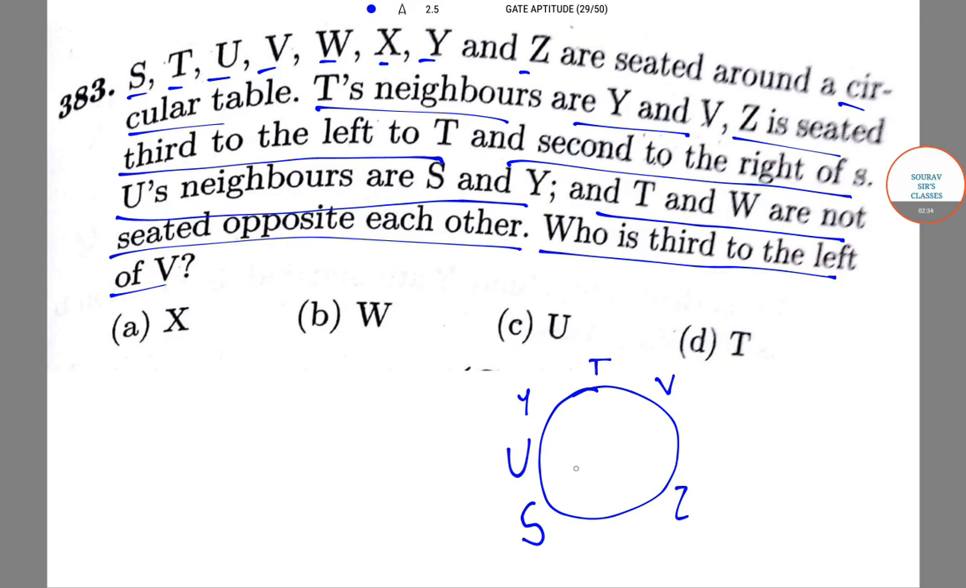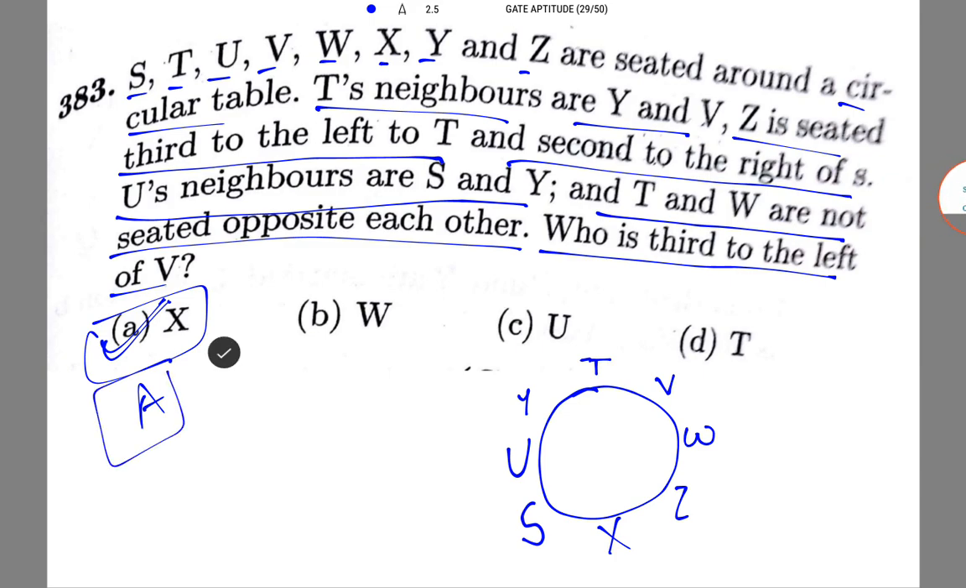And T and W are not seated opposite each other. Since T and W are not opposite each other, W would be here and X would be over here. Then who is third to the left of V? Therefore, from this figure, we can say that X is the person who is third to the left of V. So option A is the correct answer.